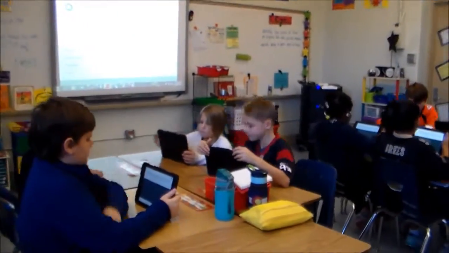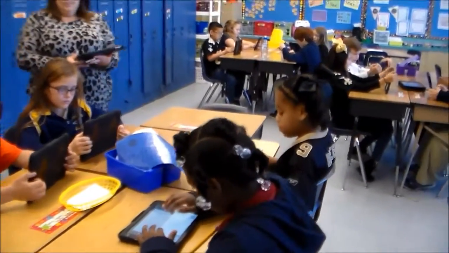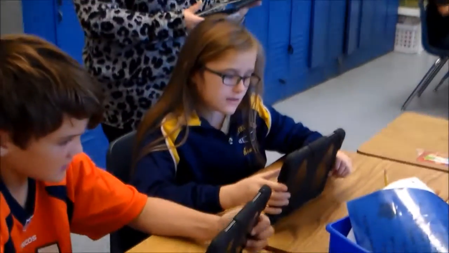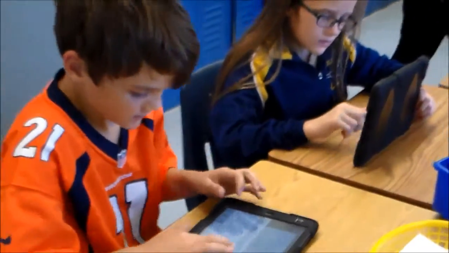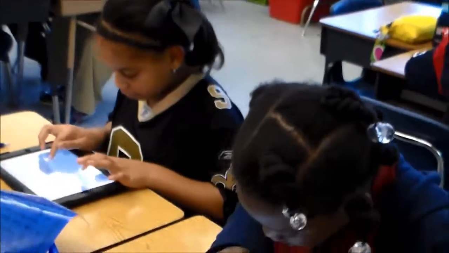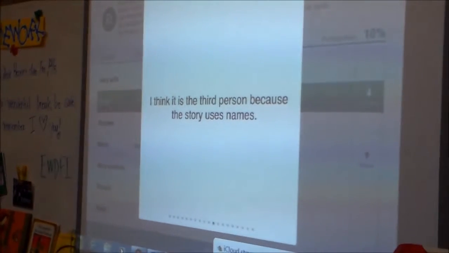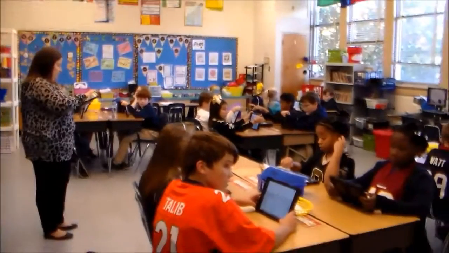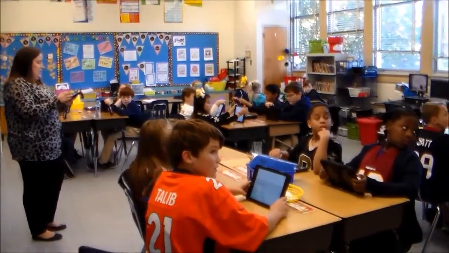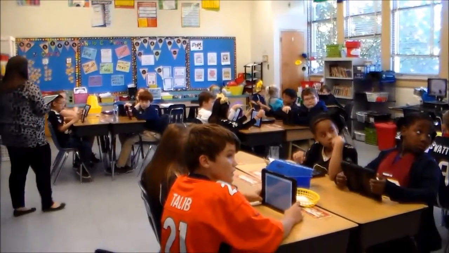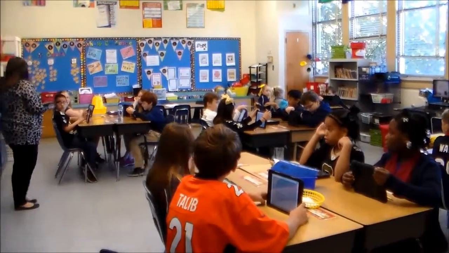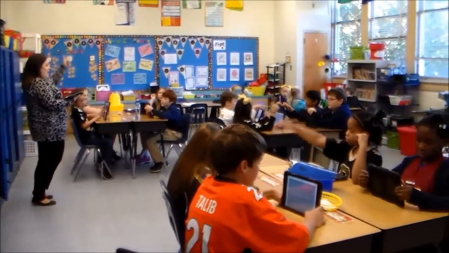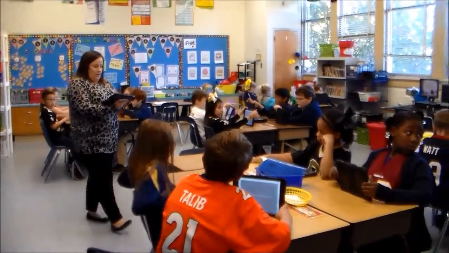Begin. I think it's third person because it says names. This answer that was shared, I think it is the third person because the story uses names. Does the third person point of view use names in a story? Yes. Great. I also love this answer. Third person because the narrator is speaking. Who is speaking when the third person point of view is used, Macy? A narrator that is outside of the story. You are exactly right.